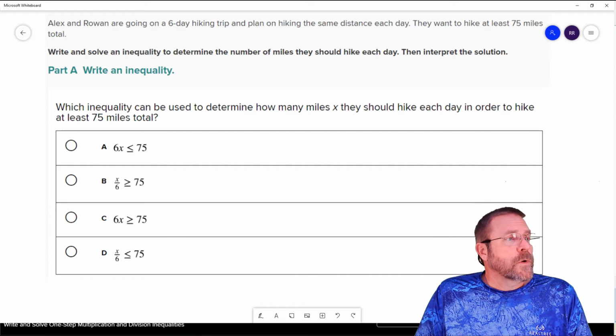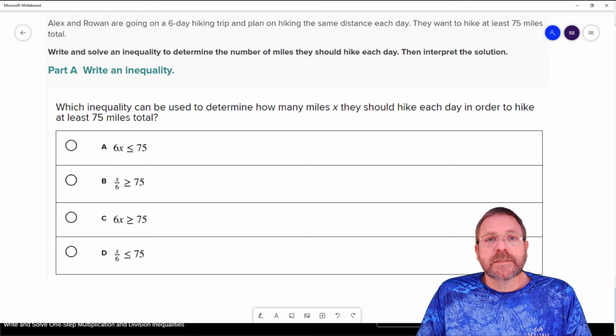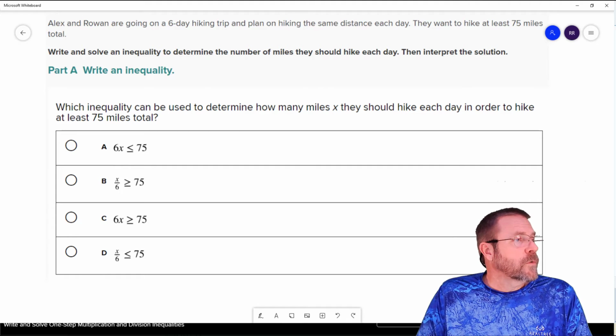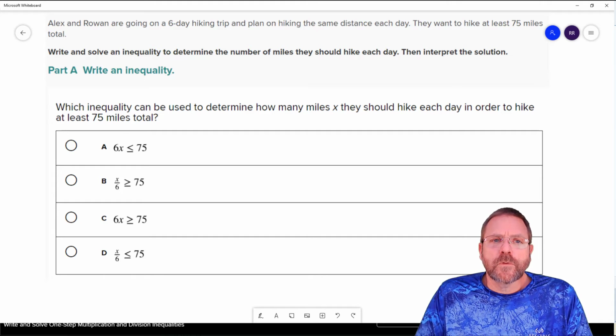Alex and Rowan are going on a 6-day hiking trip. They plan on hiking the same distance each day. They want to hike at least 75 miles total. Write and solve an inequality to determine the total miles they will hike each day, then interpret the solution.